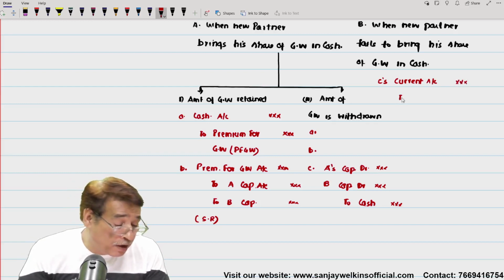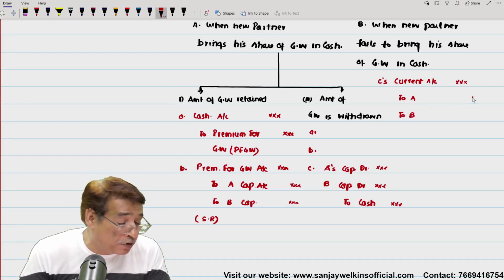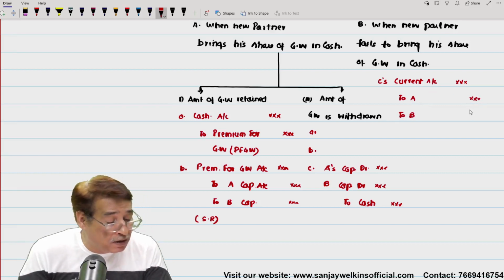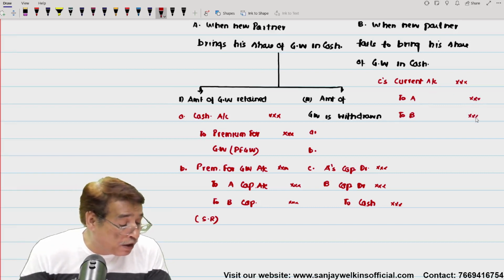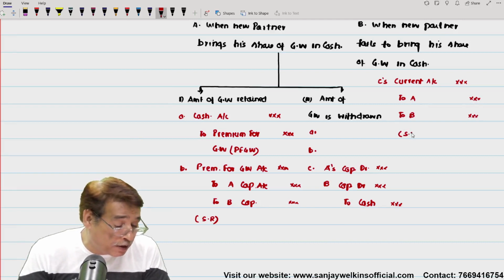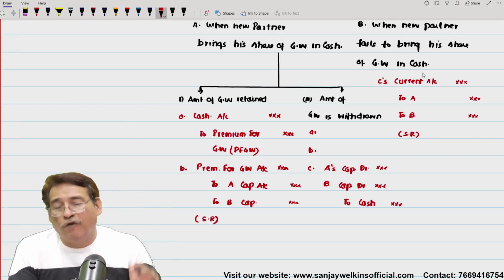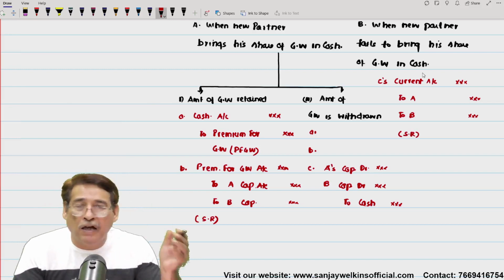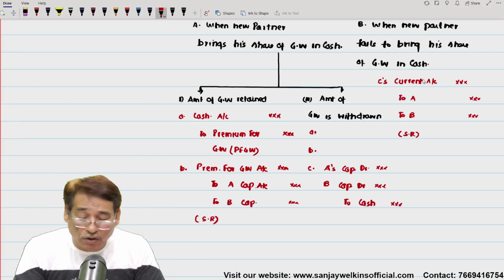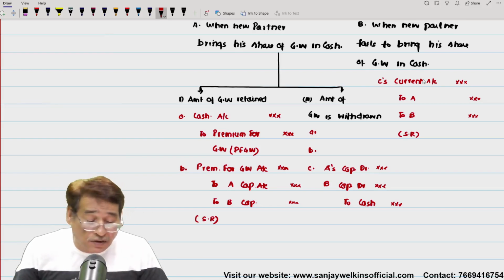And we will credit A and B in their sacrificing ratio. So when the new partner does not bring his share of goodwill in cash, even in that case, A and B will get credit, and of course in the sacrificing ratio, and C's current account will be debited. Whenever in future he brings his share of goodwill, at that time we will pass the entry: cash account debit to C's current account. So generally such a scenario exists.